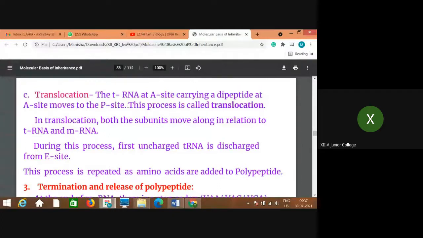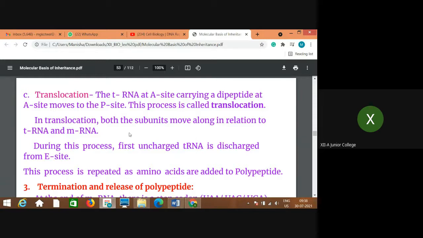That means the tRNA at the A site carrying a dipeptide chain, where di means two, so peptide bonds are there. So the dipeptide at the A site moves to the P site. This process is called translocation. Very simple to remember: trans means change, and the location is changed. So what is that? The A site becomes the P site. This is what location change means. What is that location change? The tRNA at the A site carrying a dipeptide moves to the P site. This process is called translocation.